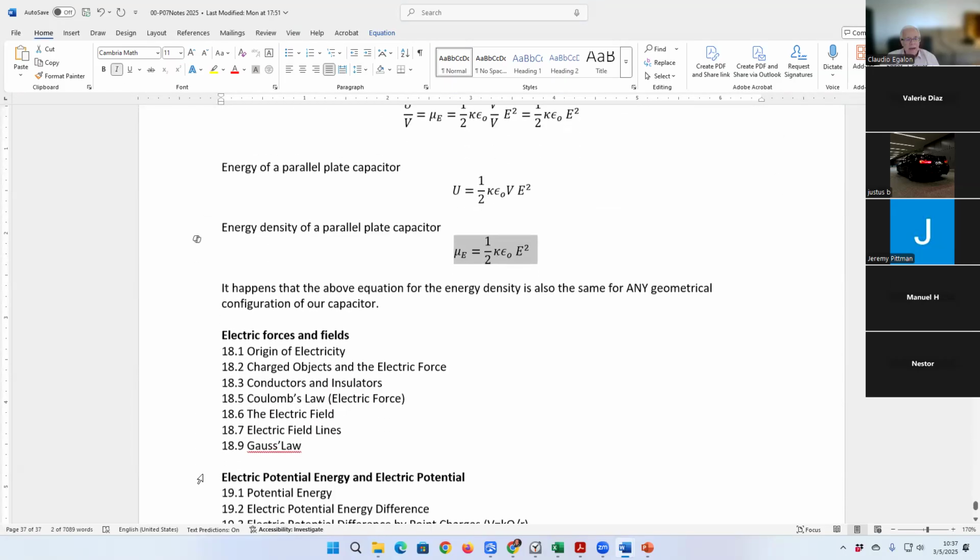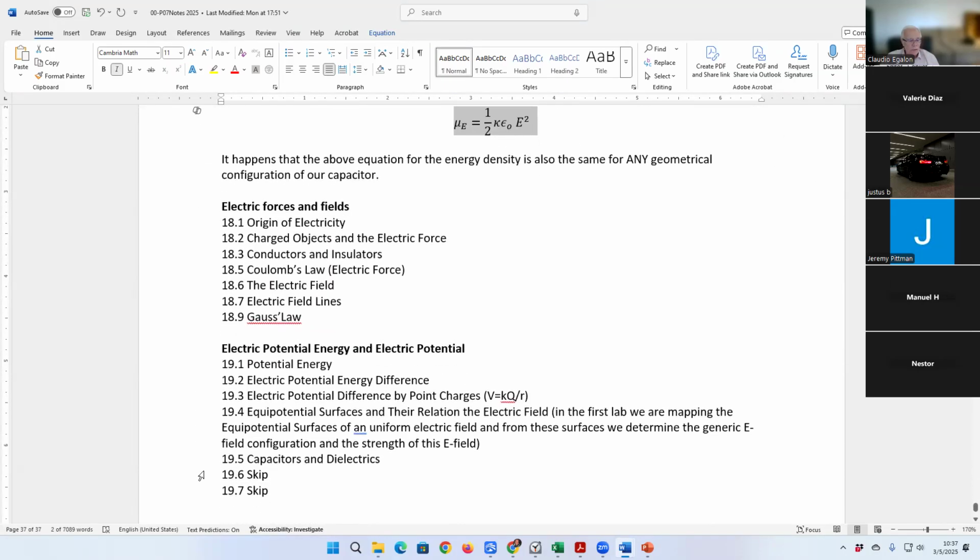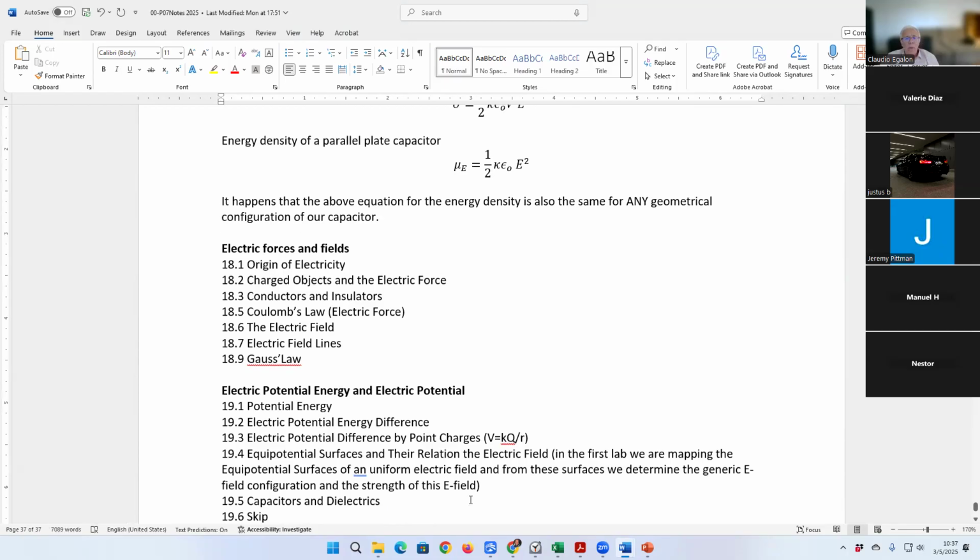Okay, and here are the sections. Maybe we'll go back to 19.7. Let's see how much time we have. It's an important experiment.